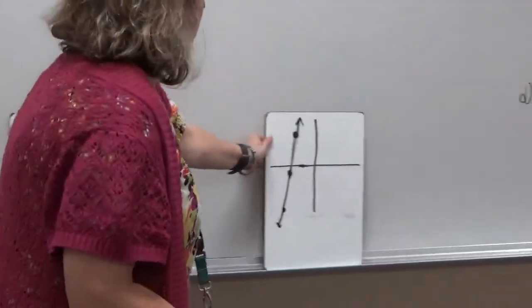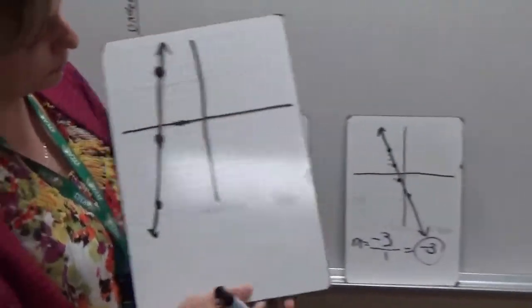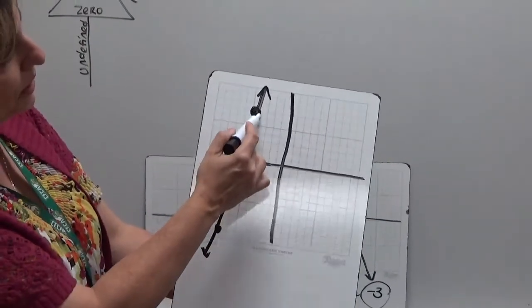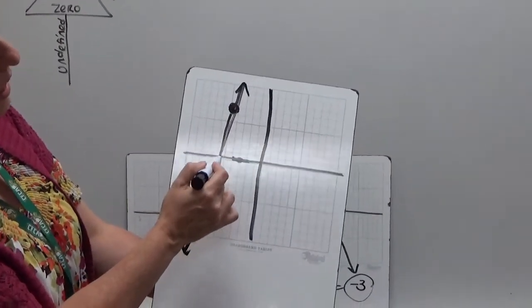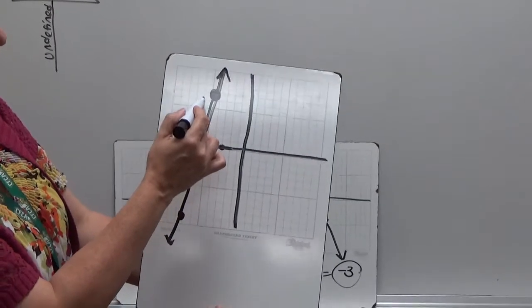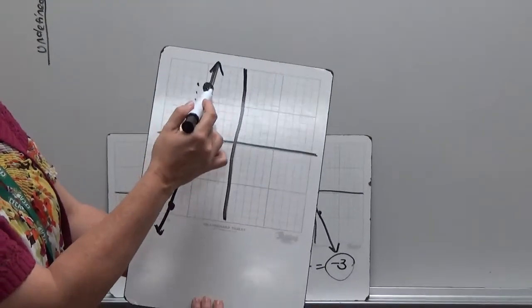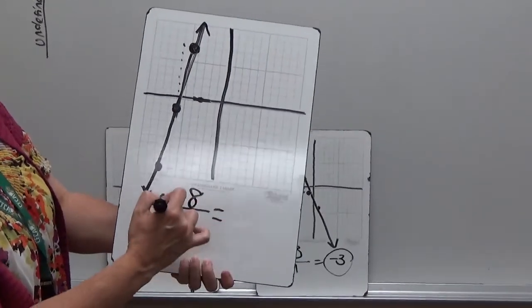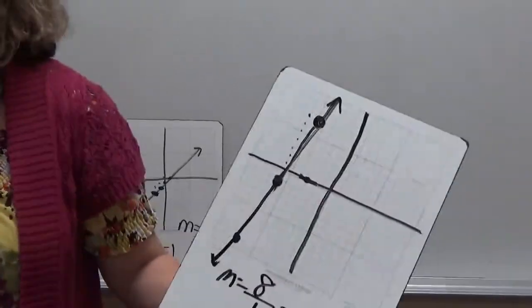Okay, this was a really bad line. I didn't have a ruler. You should always use a ruler when you're drawing lines. So I'm going to go from this point to this point. I'm going to rise 1, 2, 3, 4, 5, 6, 7, 8, run 1. So my rise is 8 and my run is 1. So my slope is going to be 8.